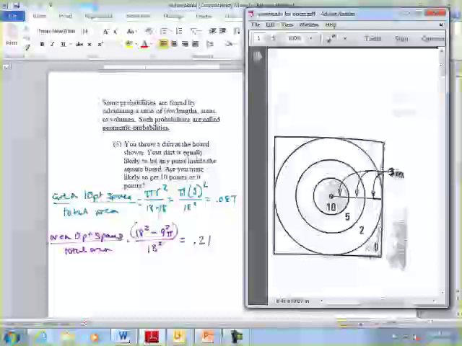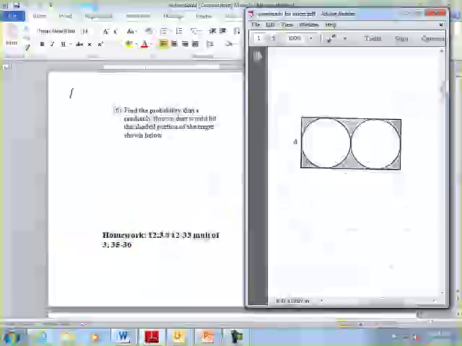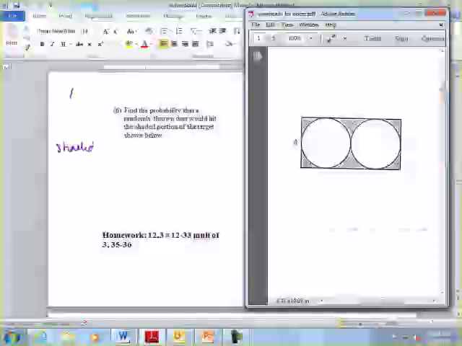Questions? Find the probability that we would hit the shaded region. Once again, we're randomly throwing it, so we're definitely going to hit it, but we could hit anywhere in it. So for this one, we want the shaded area divided by the total area. So how would I find that shaded area?